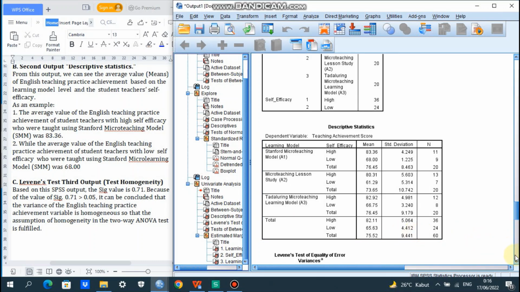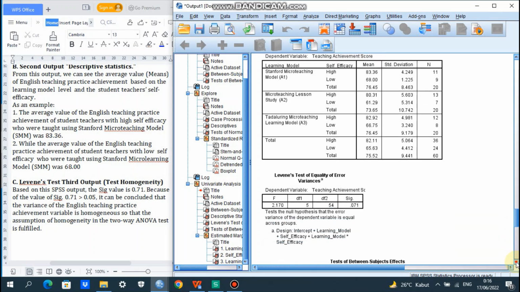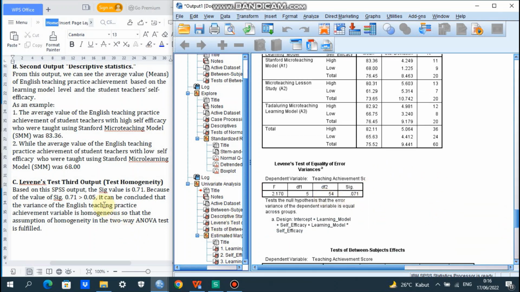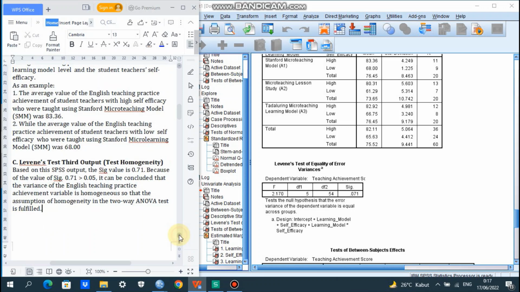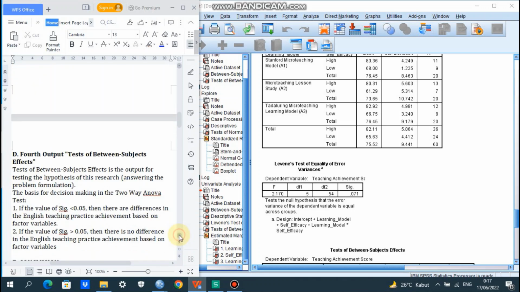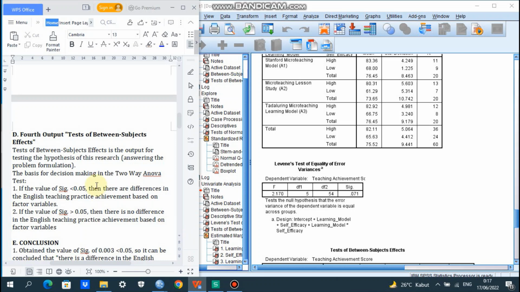And then for the homogeneity test here, 0.71. So it is more than 0.05. So it can be concluded that the variance of the English teaching practice achievement variable is homogeneous. And then we go to the fourth output, test of between subjects effects. The test of between subjects effects is the output for testing the hypothesis of this research, answering the problem formulation.